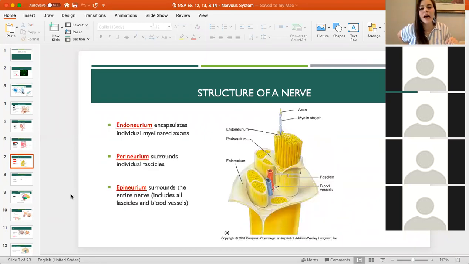Financial aid. Okay, so if you remember a few weeks ago, before spring break, when we were on the muscular system, we talked about some of that organization.